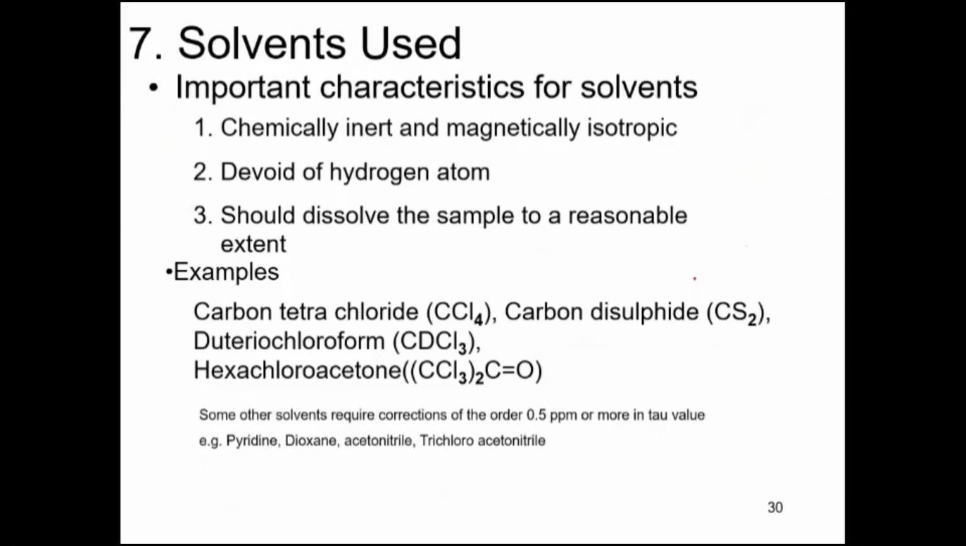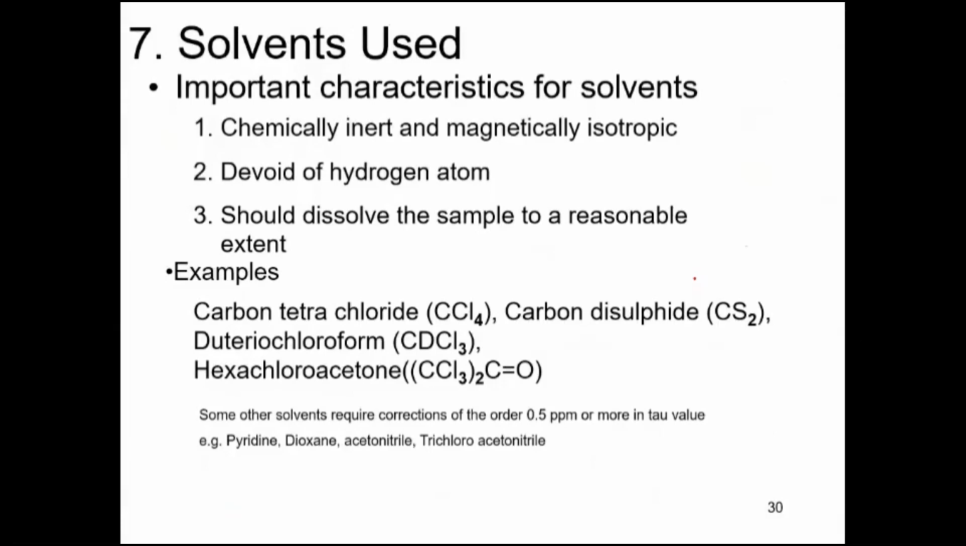Then it should dissolve the sample to a reasonable extent. If it cannot dissolve the sample to a reasonable extent, you will get very weak signals, and signals should be sufficiently strong. Examples of such solvents are carbon tetrachloride, CCl4, no hydrogen present; carbon disulfide, CS2, again no hydrogen present; then deuteriochloroform. The normal chloroform is CHCl3. In deuteriochloroform, that hydrogen is replaced by deuterium.